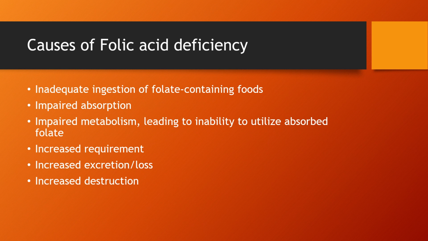What are the causes of folic acid deficiency? Folic acid deficiency can occur from inadequate ingestion of folate containing foods. You see that in chronic alcoholism and poor nutrition intake. And then there could be impaired absorption. The absorption of folic acid takes place in the intestinal wall, and if there's any block to absorption, you get a folic acid deficiency. Though you have a normal nutrition intake, if it is not absorbed into the blood, it causes a folic acid deficiency.